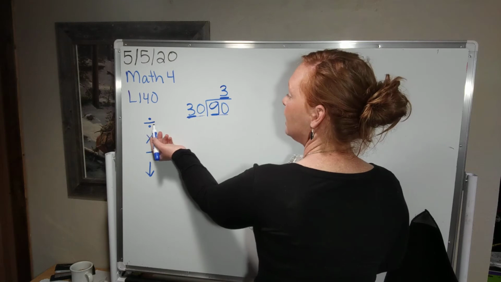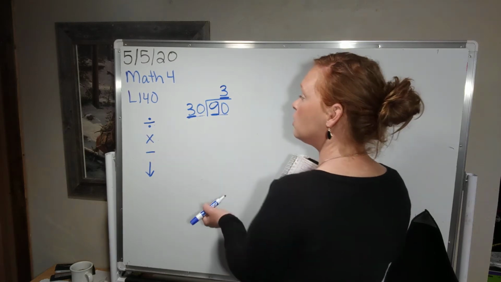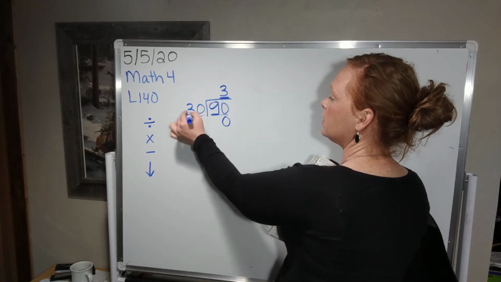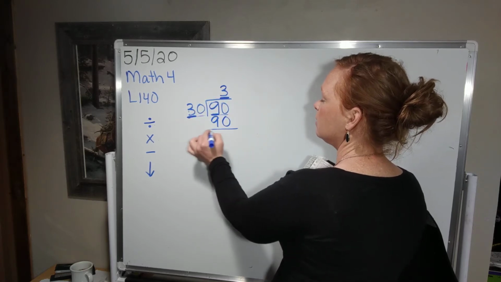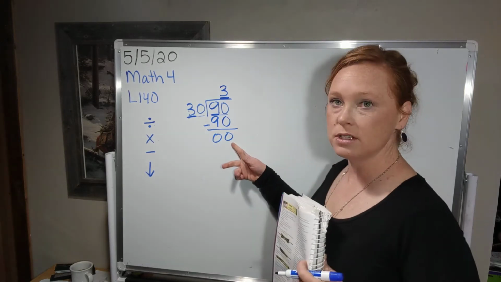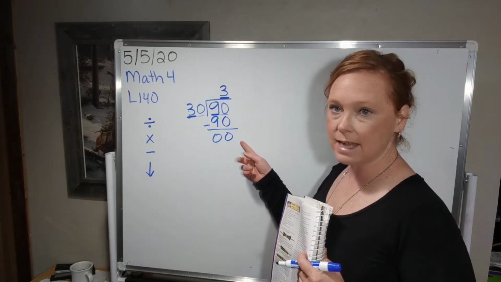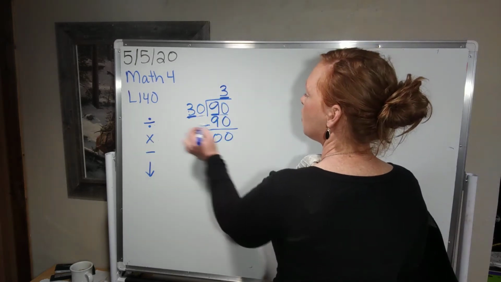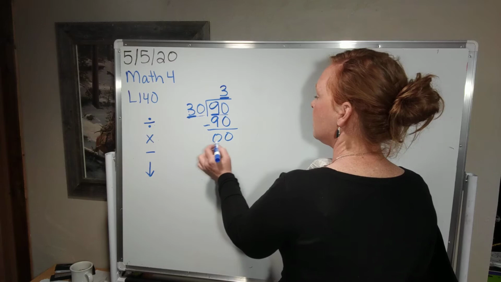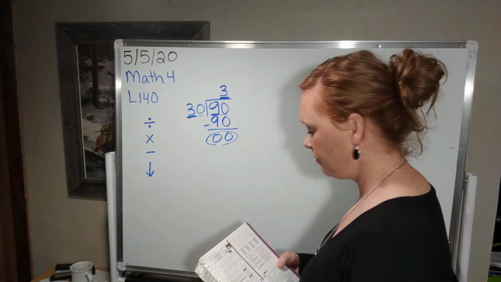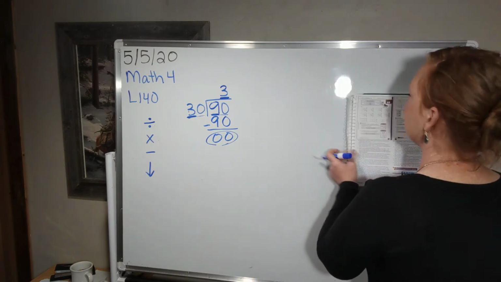Okay, so we've divided. Now we need to multiply. 3 times 0 is 0. 3 times 3 is 9. Subtract. And I have nothing left, and I have no numbers to bring down. Okay, so we did divide, multiply, subtract, and there's nothing left and no remainder. So my answer is 3. Okay, let's look at the next problem.